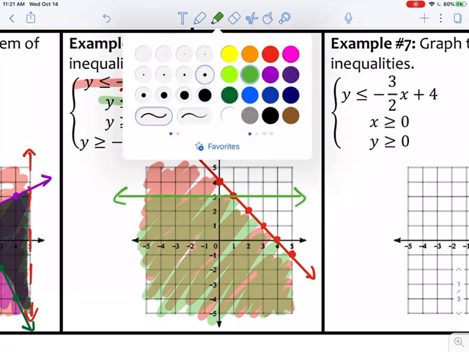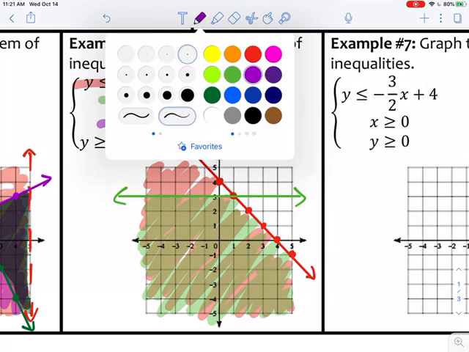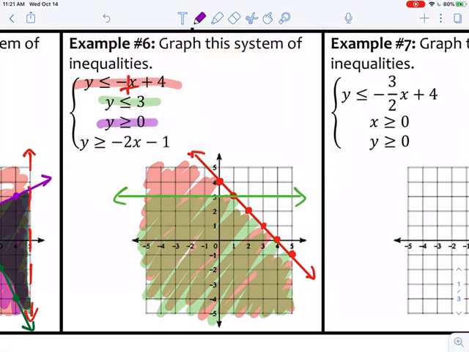Let's get the next equation going. Let's do purple. All right, so that's y is greater than or equal to 0, so another horizontal line at 0. And it is solid because of the or equal to. And we're doing greater than on this one, so instead of going below the line like we did in green, we're going to go above the line in purple.